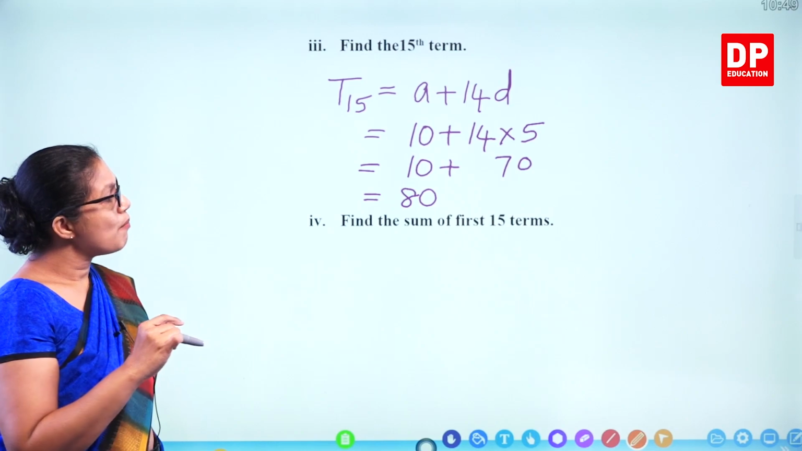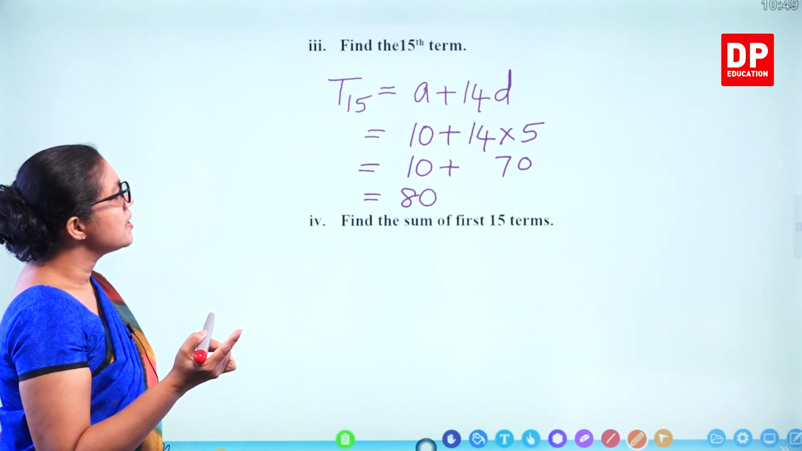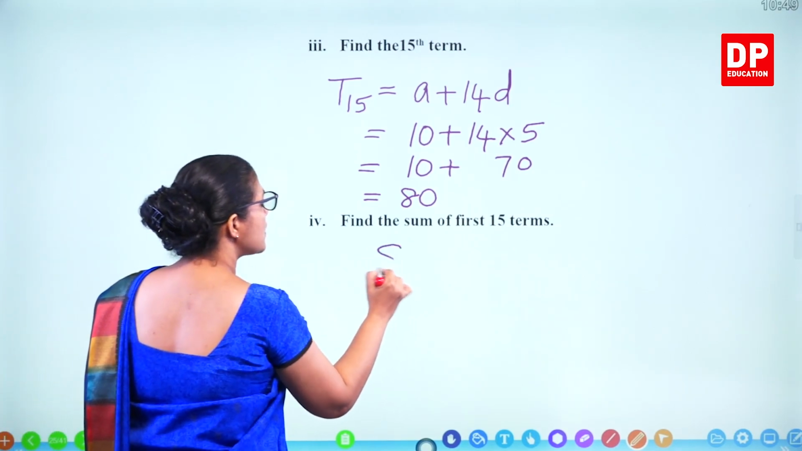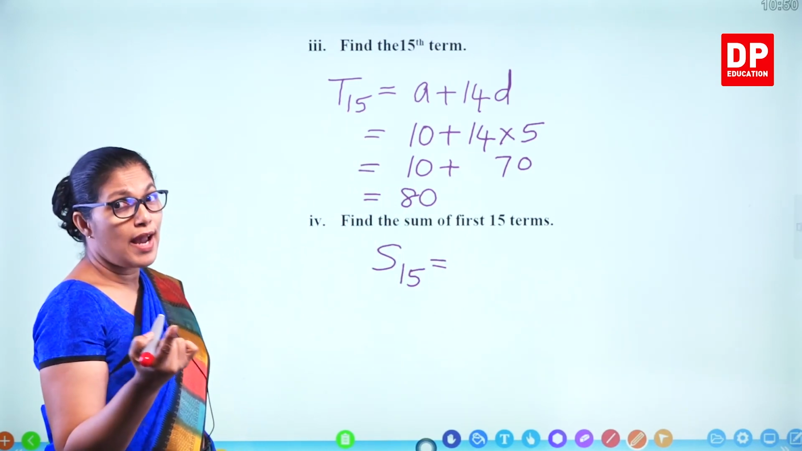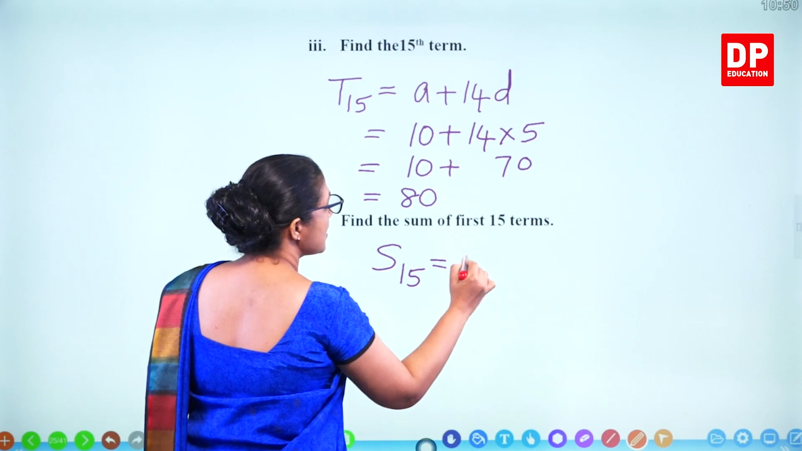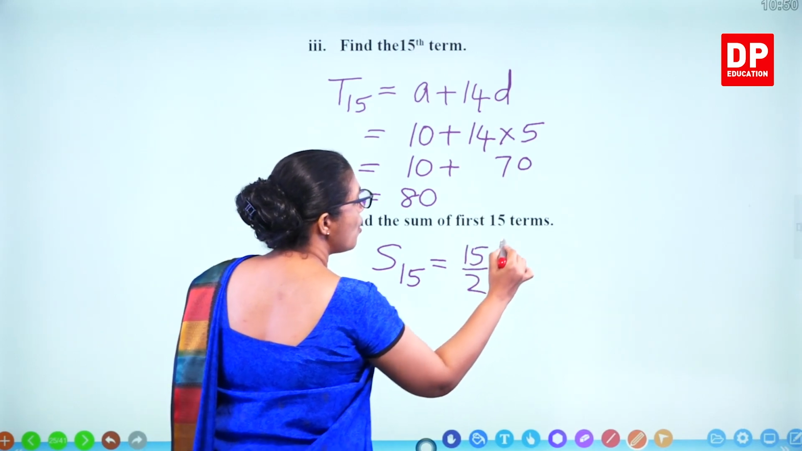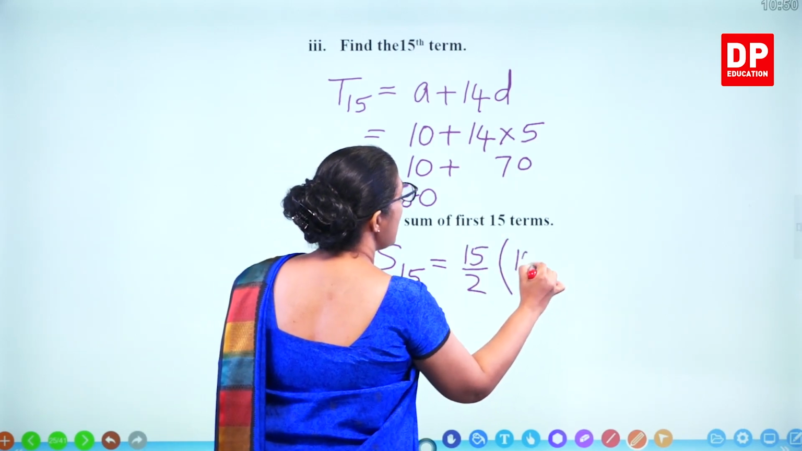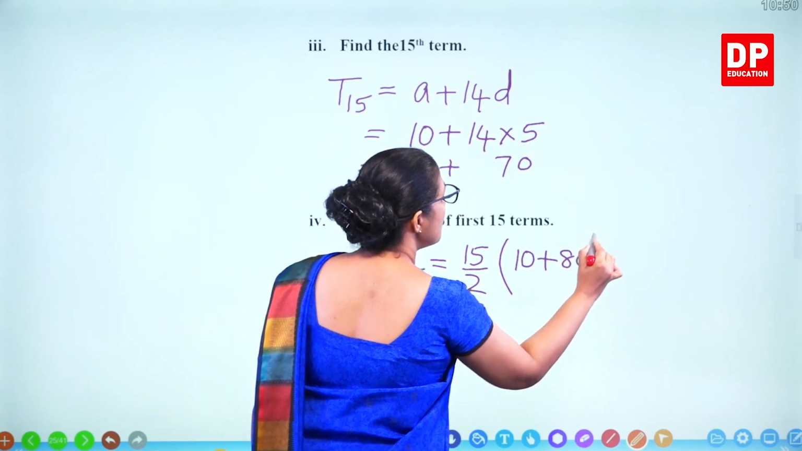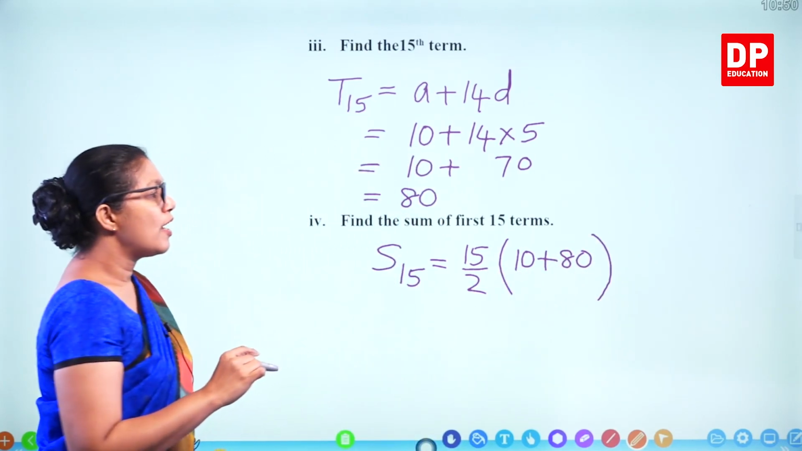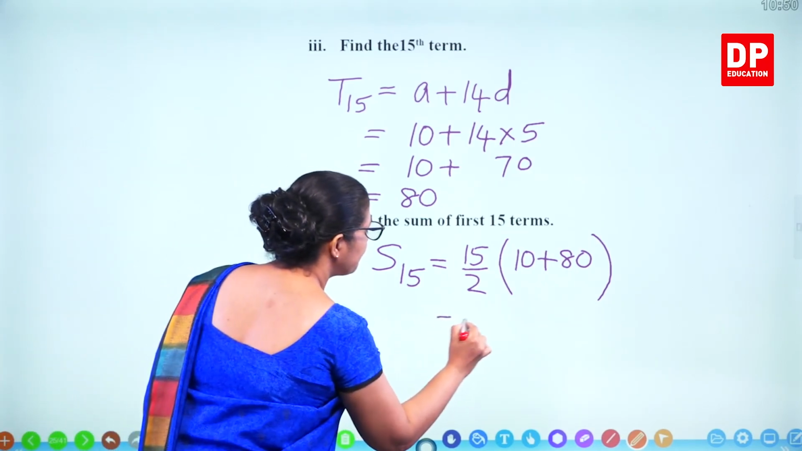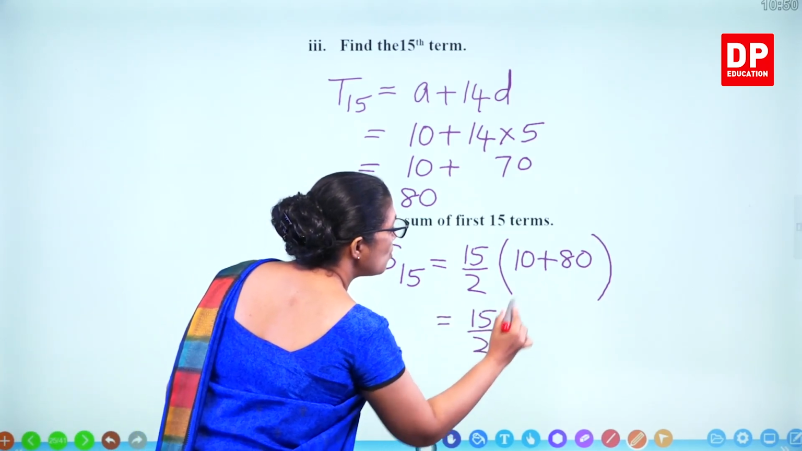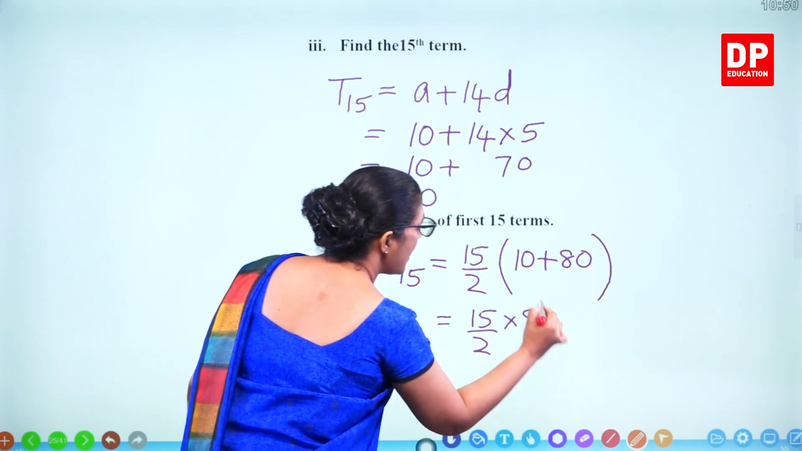And find the sum of first 15 terms. So S15 now. How do you do it? We have the last term, so you can use n over 2. That's 15 over 2. First term is 10 and the last term 80. You can use this formula because you know the first term and the last term. 15 over 2 into 90.